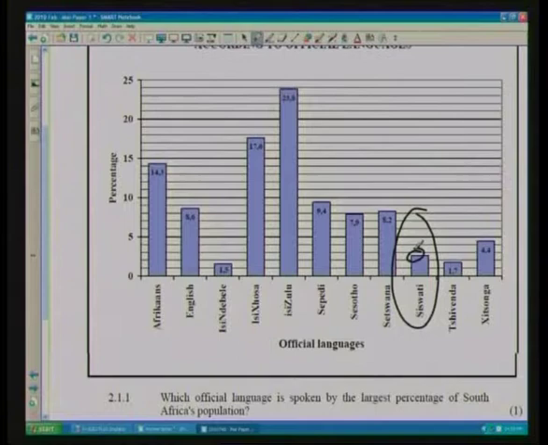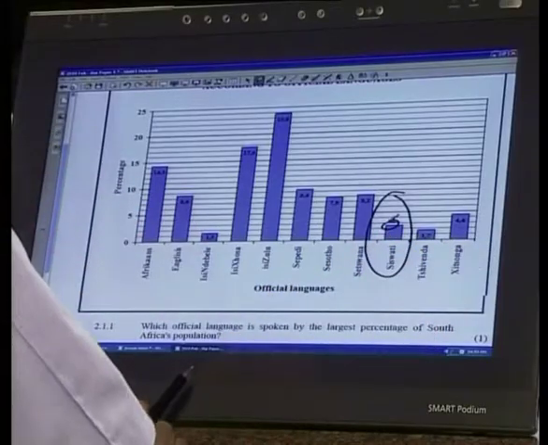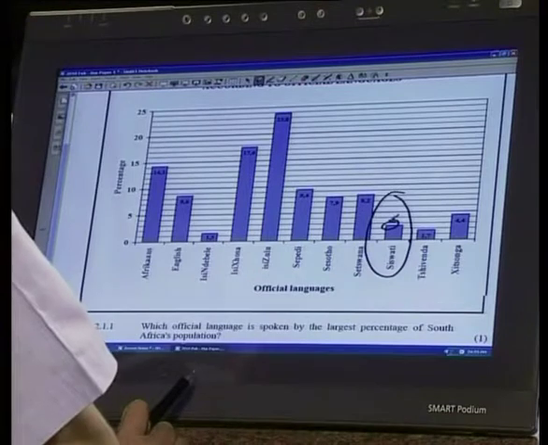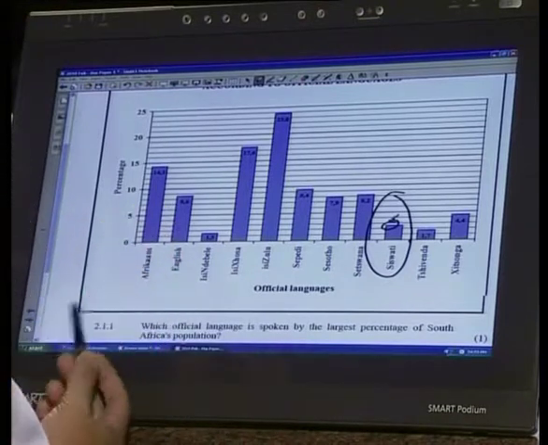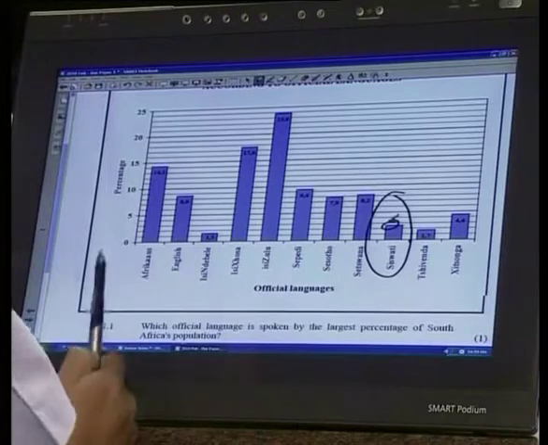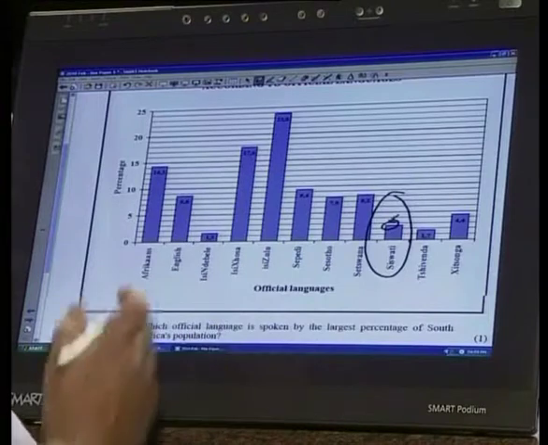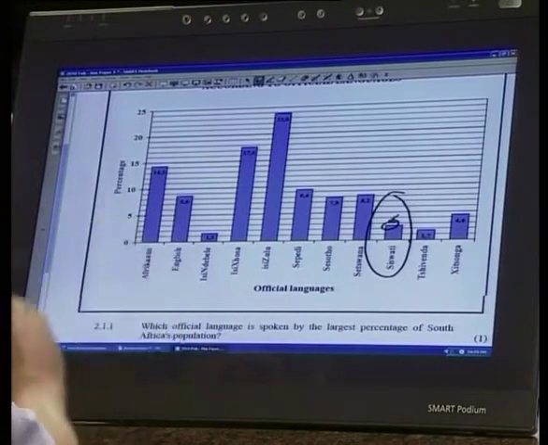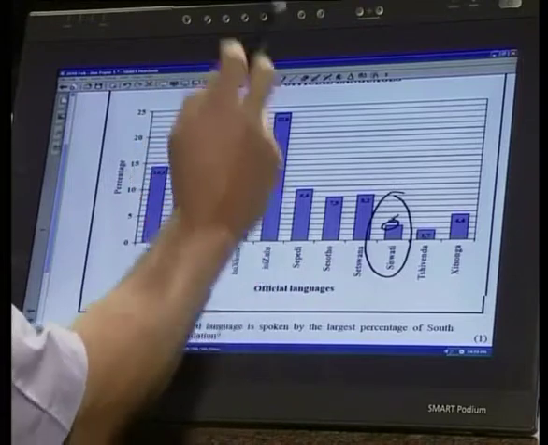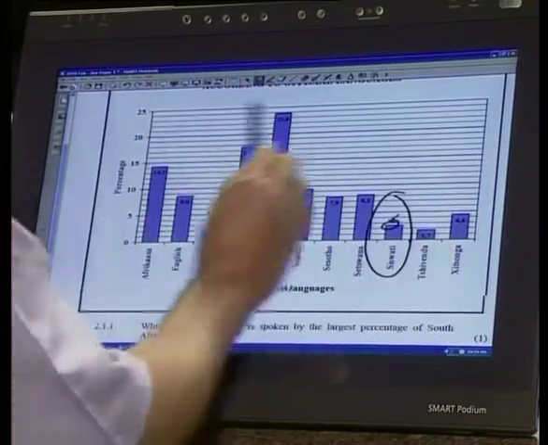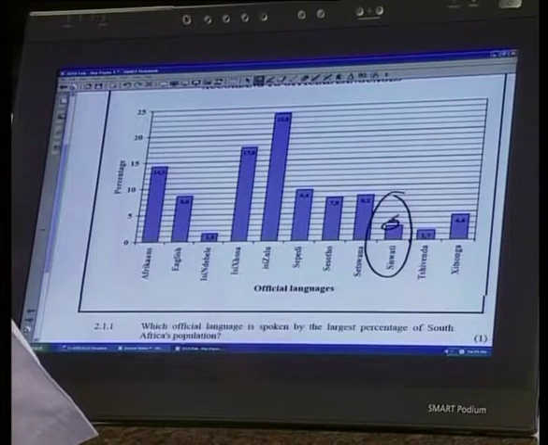Straightforward again. Because we're dealing with percentages, we know percentage means out of 100. So if we look at Afrikaans, we've got 14.3 out of 100. We've got 8.6 out of 100. We've got 1.5 out of 100. Okay? So if all of these are out of 100, when I look at my total, 14.3, 8.6, 1.5, 17.6, 23, etc., all those figures should add up to 100.